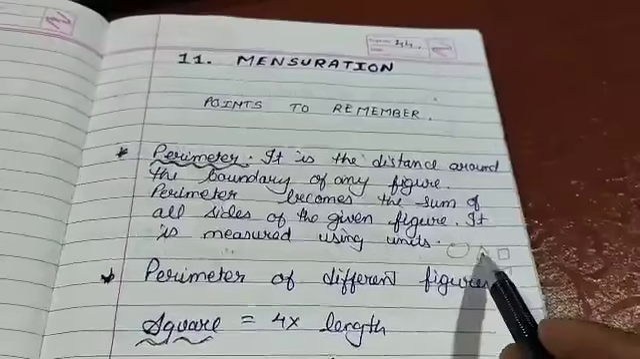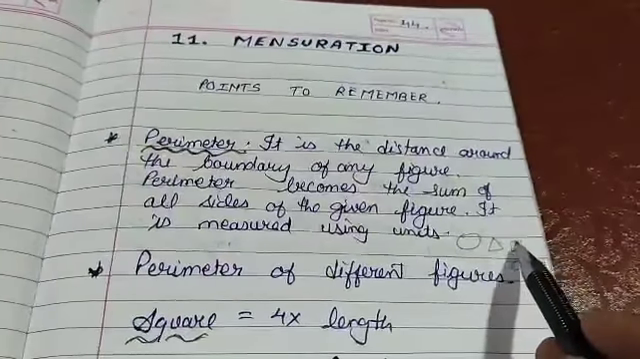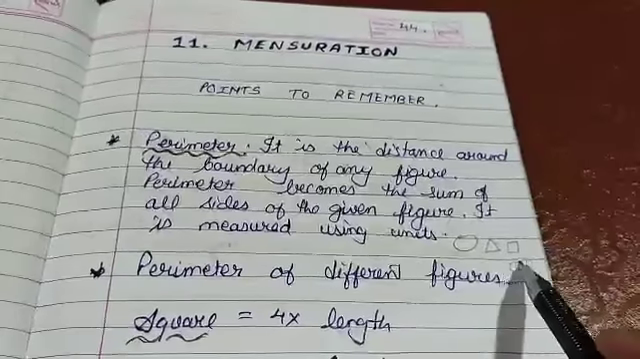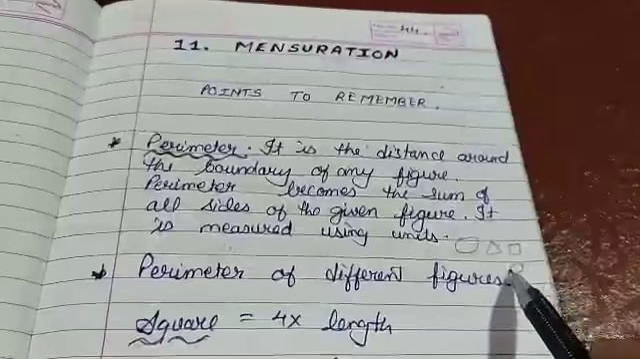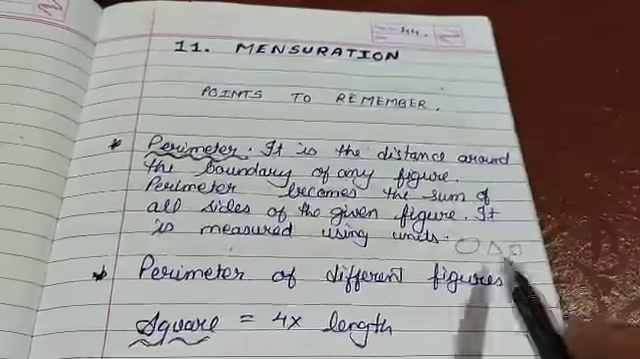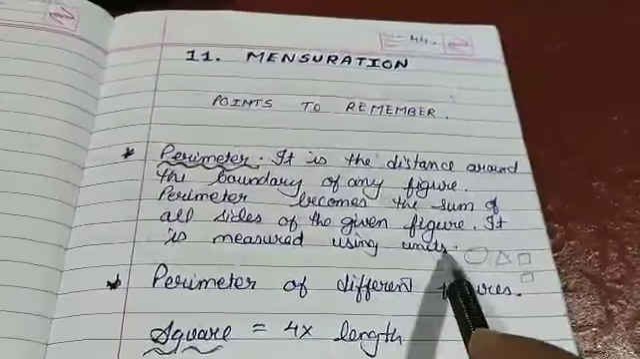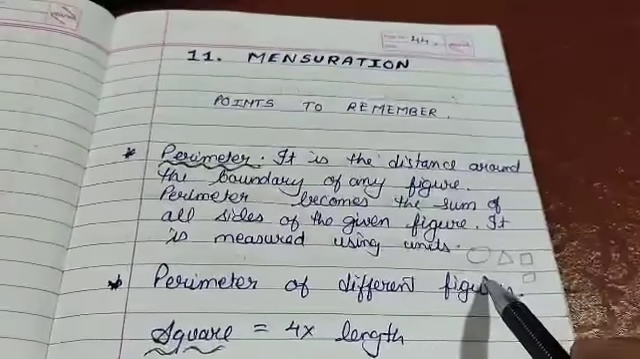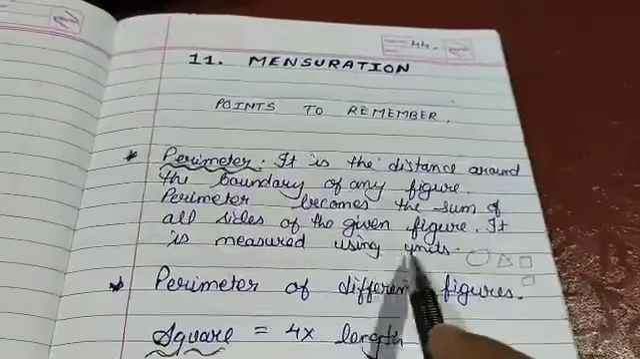See here, the sum of 3 sides gives the perimeter of a triangle. The sum of 4 sides gives the perimeter of a square. The sum of 4 sides, that is length plus breadth, gives the perimeter of a rectangle. All the sides of a given figure are measured using a unit. Suppose the length is given in centimeter, millimeter, or meter, it's considered to be its unit.